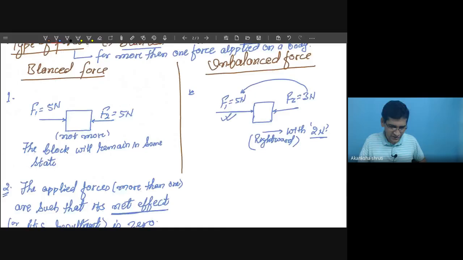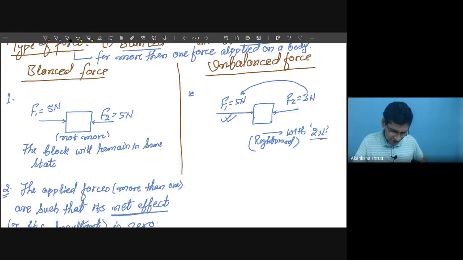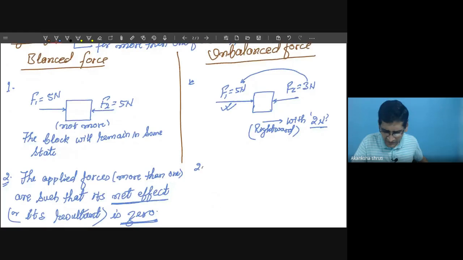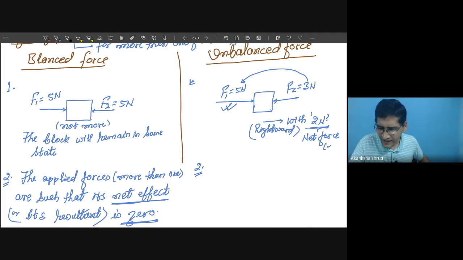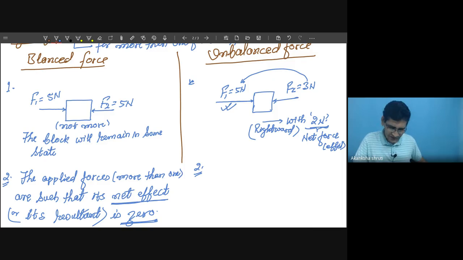But if we come to unbalanced force, in this case the net effect is not going to be 0, but it has a certain net effect. Like in this figure, this 2 unit is the net force or net effect. So forces whose net effect is not 0 are called unbalanced forces.